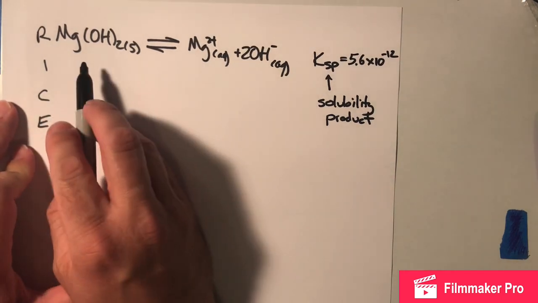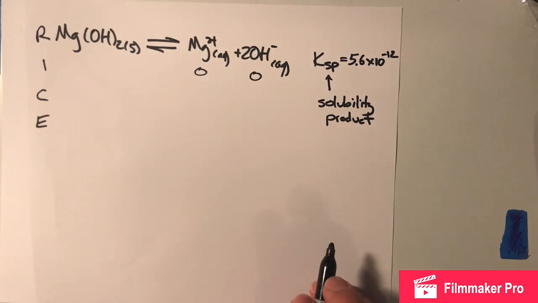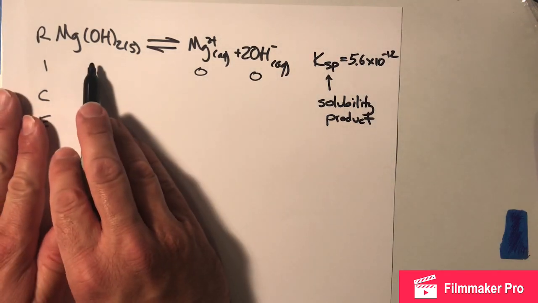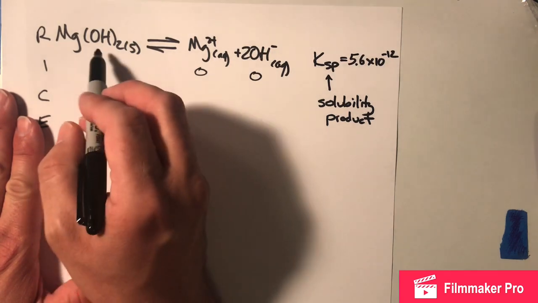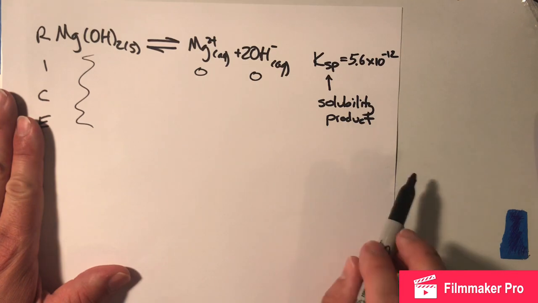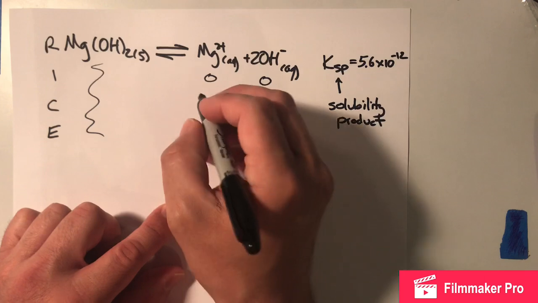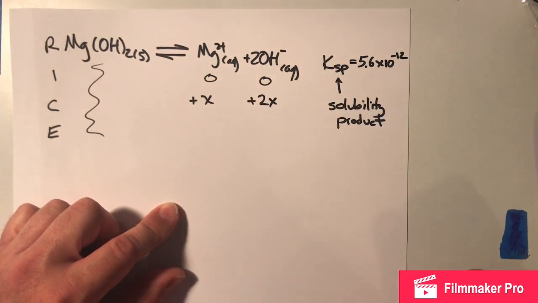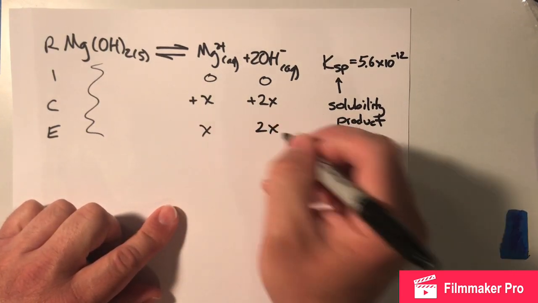Initially there's no magnesium and no hydroxide dissolved in the solution, because all the magnesium and hydroxide that's going to be in the solution is going to come from the solid dissolving. Now the solid has an effective concentration of 1 because its density determines its concentration. That doesn't change over the course of the reaction. We're just going to put a little squiggle there to remind ourselves that we don't need to worry about it, because the concentration is just going to be 1. So this is going to increase by X for magnesium and increase by 2X for hydroxide. So at equilibrium, magnesium will be X, hydroxide will be 2X.